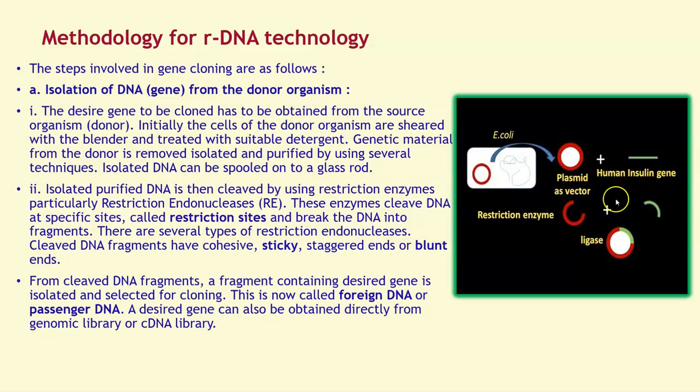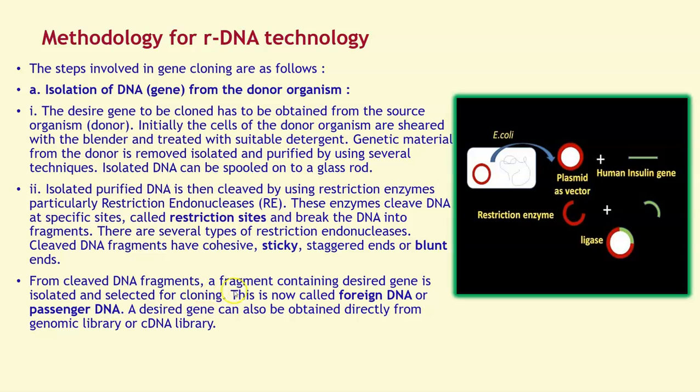Now this human insulin gene is obtained from the donor DNA, and restriction enzymes work on the plasmid, and here a site is created where this human gene, that is the human insulin gene, can be inserted. So here there are sticky ends or blunt ends that are formed where the desired gene can be inserted.